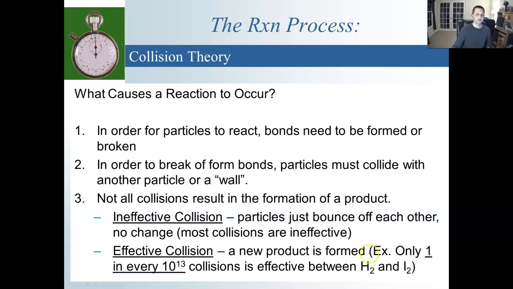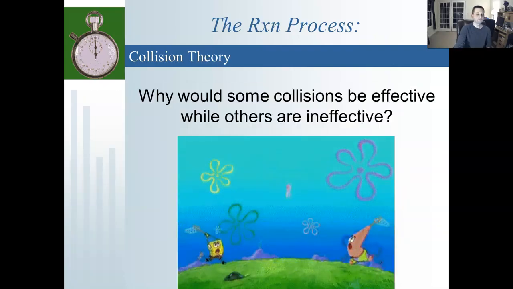But if you're looking at H2 plus I2 to produce hydrogen iodide, you're looking at 1 in every 10 to the 13th collisions to be effective. And if that reaction occurs, you know there has to be many collisions occurring, if only 1 in every 10 to the 13th is effective to make that reaction happen. So we're going to look at how we could increase our opportunity or chances of an effective collision versus an ineffective collision today.